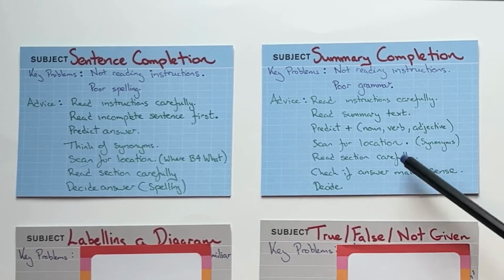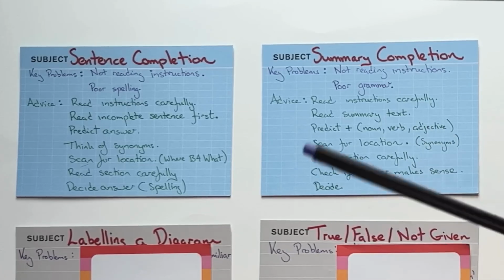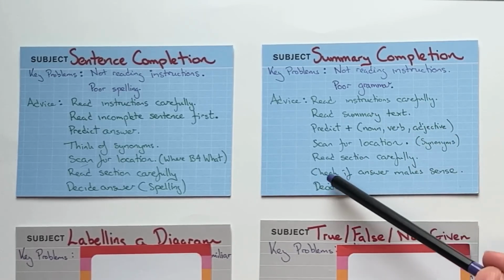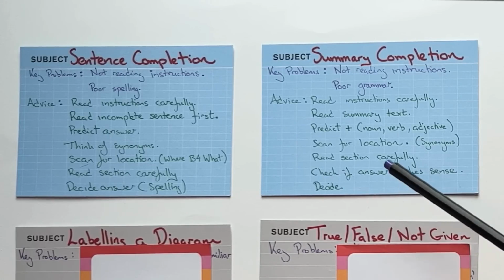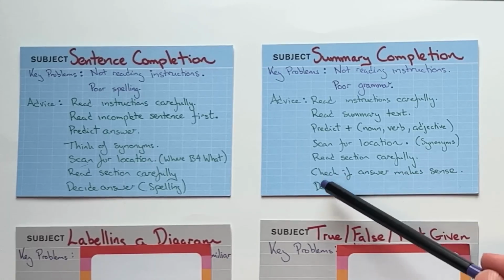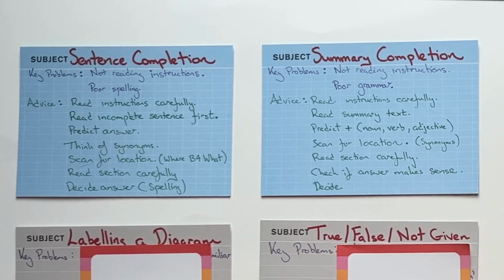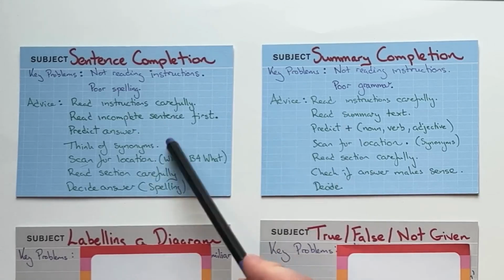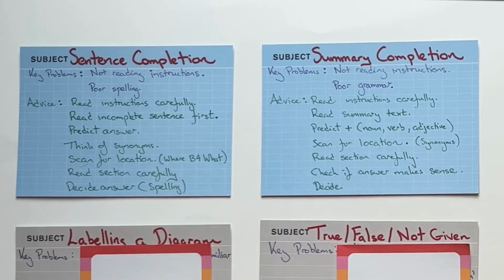So going back to grammar, if you are expecting an adjective and only an adjective will do, and you think the correct answer is a noun, that doesn't make any sense. So you need to go back, check it, and that will help you find the correct answer. And then decide on the correct answer, put it in, and that's you done. So these two are quite similar, so that's why we've put them together.